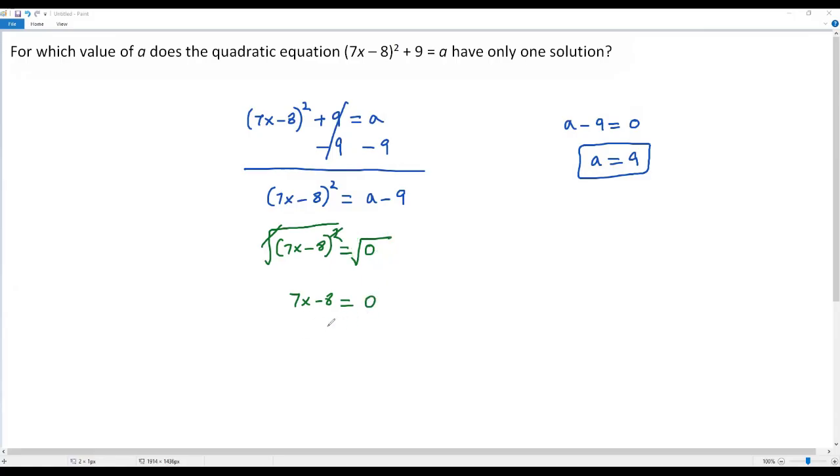Okay, now let's solve for x in this equation. Let me add 8 to both sides. Then the negative 8 and positive 8 will cancel out. I am getting 7x = 8. Let's divide both sides by 7. Then the 7 will cancel out. I am getting x = 8/7.